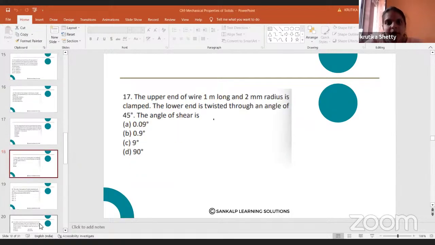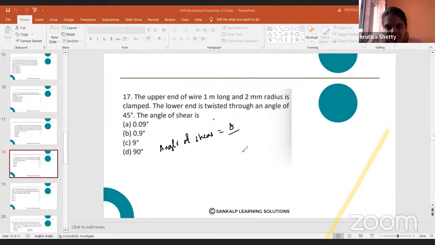The upper end of a wire 1 meter long and 2 millimeter radius is clamped. The lower end is twisted through an angle of 45 degree. The angle of shear is asked, so this is based on the shear stress concept. Here we are using a shortcut formula. Take down this formula: the angle of shear is given by theta divided by delta x.